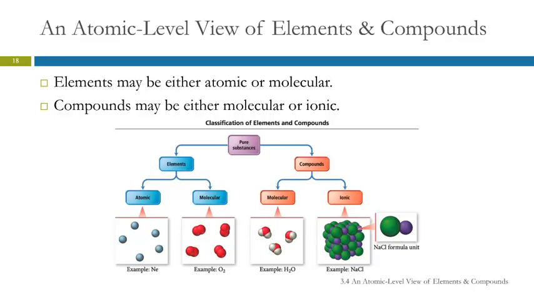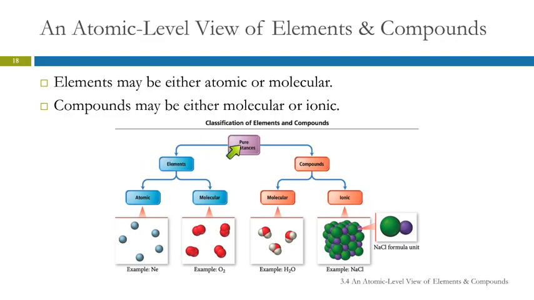So, an atomic level view. We're going to go in and look at what the atoms are doing in elements and compounds. We can take elements and divide them into two categories, atomic elements and molecular elements. So here's a flow chart.